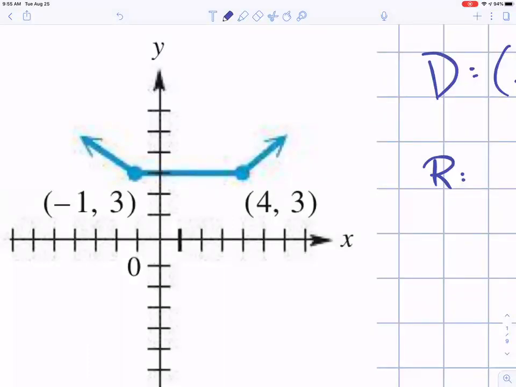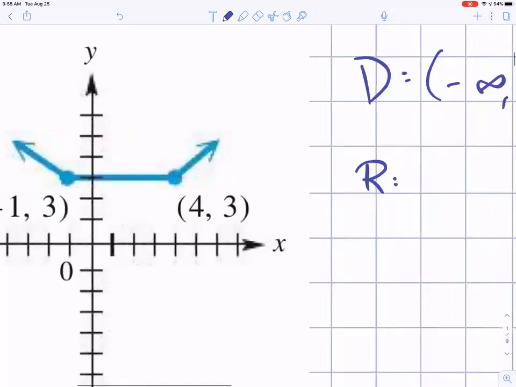Okay. For the range, go all the way down to the bottom. What's your bottom Y value that's being used? 3. Are you using that 3? What does that mean? Square bracket.